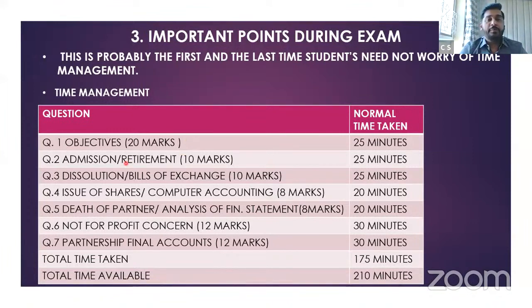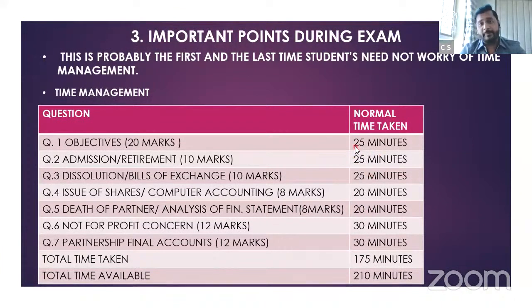Okay. Admission of partner, a standard sum would take 25 minutes. Dissolution or bill of exchange may take 25 minutes. Issue of shares may take 20 minutes. Death of a partner would take 20 minutes. NPO, 30 minutes maybe. And partnership final accounts, 30 minutes. Sometimes some students say, I take 40 minutes for final account. It's all right.